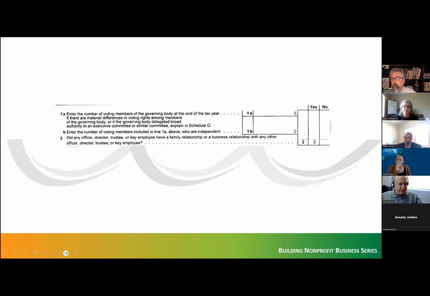Here's where we start seeing, well, actually, we saw Schedule O several times before, but this is where you would have seen Schedule O if I went through it line by line. But if there are material differences in the voting rights among members of the governing body, or if the governing body delegated broad authority to an executive committee or similar committee, you need to explain it in Schedule O. Like I said, Schedule O is literally going to be what amounts to this blank sheet of paper where you are explaining yourself when you answer, in various ways on the 990s.